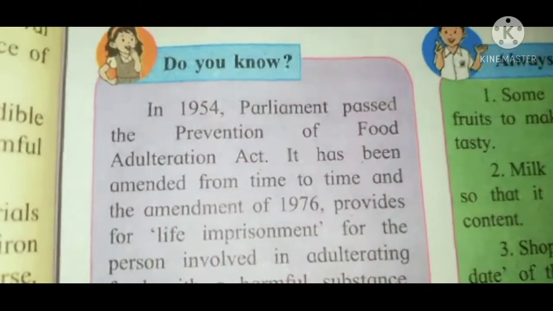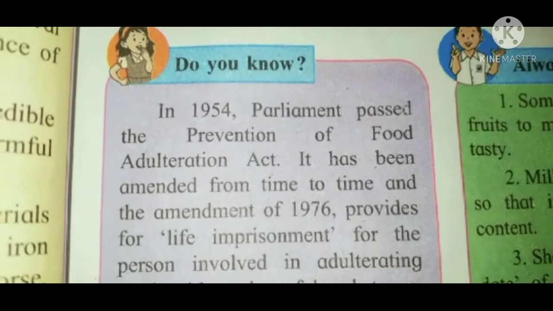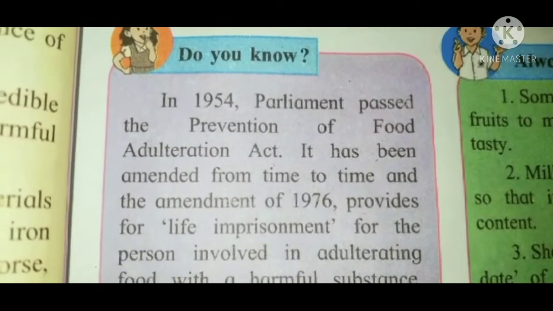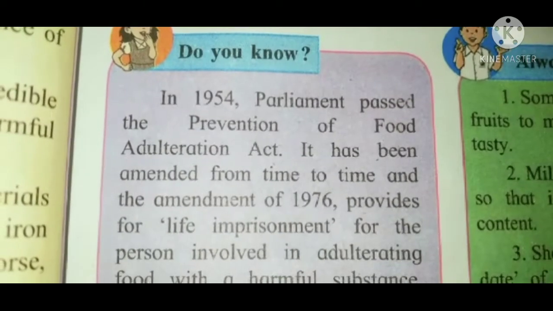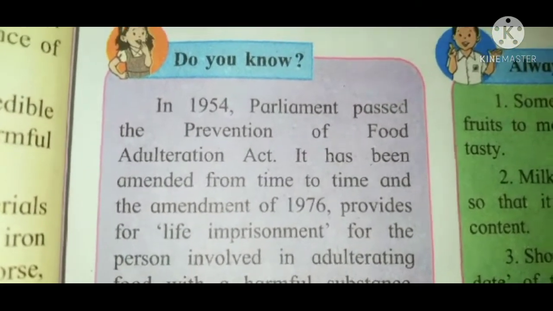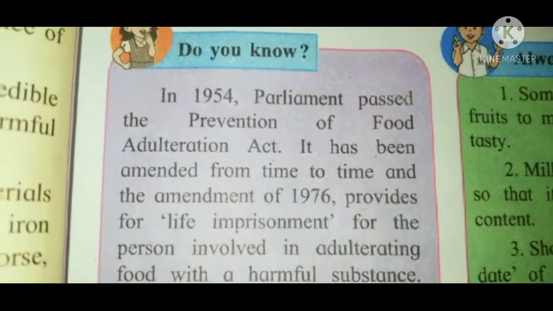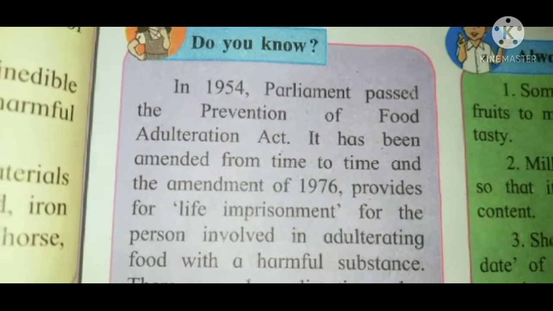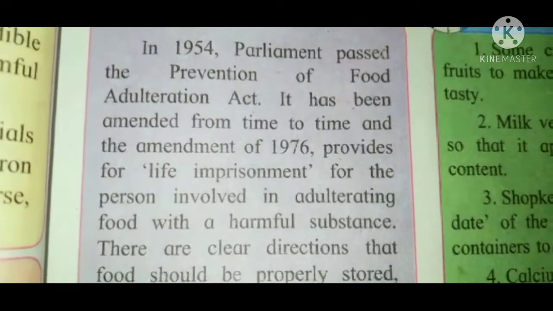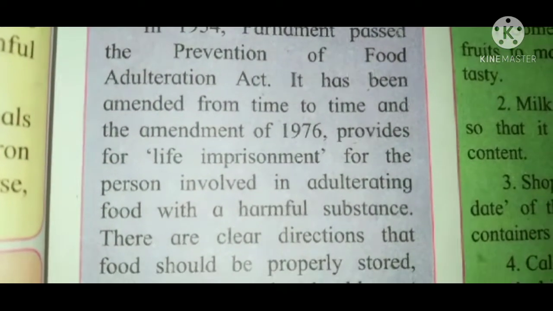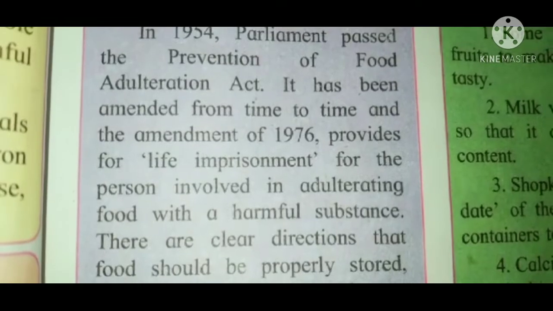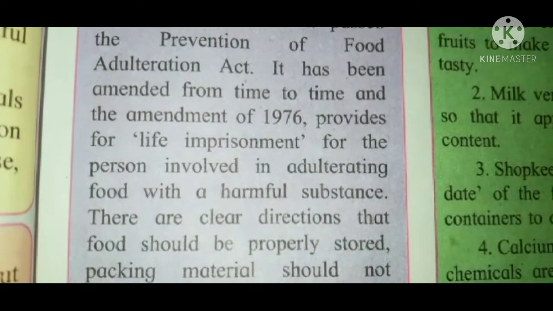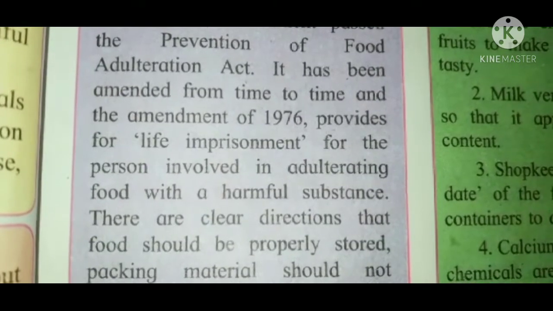So do you know, in 1954, Parliament passed the Prevention of Food Adulteration Act. In which year? In the year 1954. It has been amended from time to time, and the amendment of 1976 provides for life imprisonment. What is the punishment? Life imprisonment, for the person involved in adulterating food with a harmful substance.